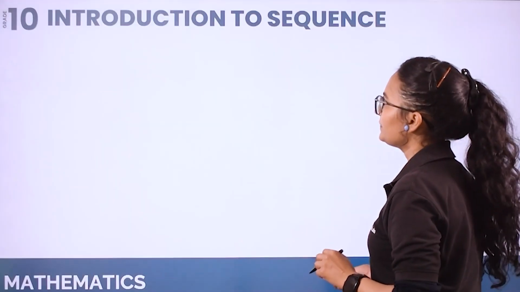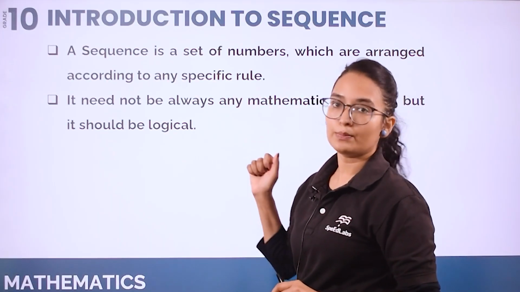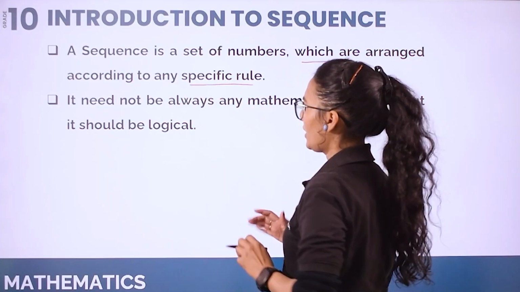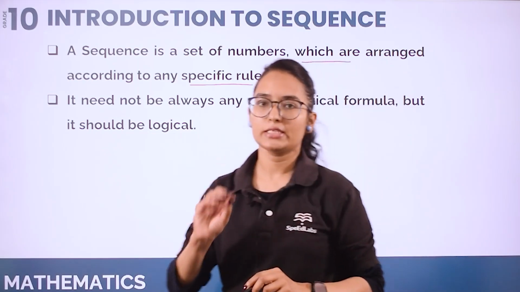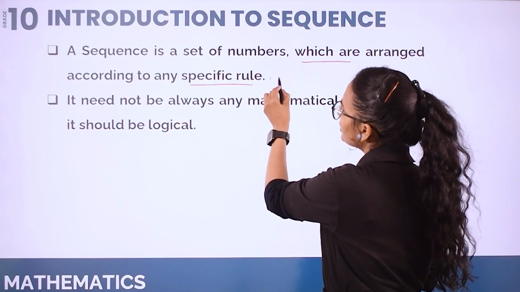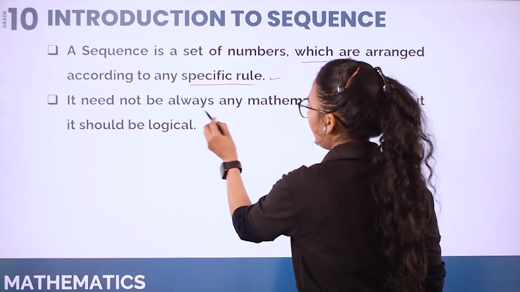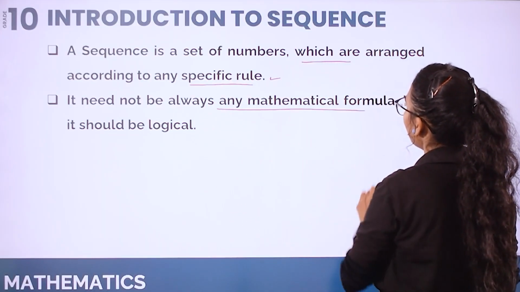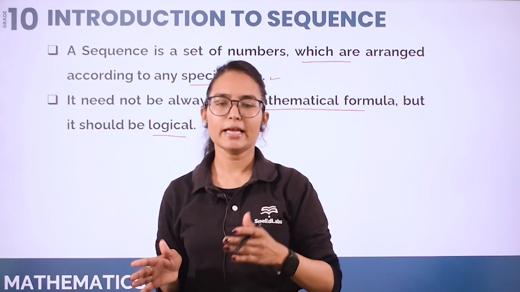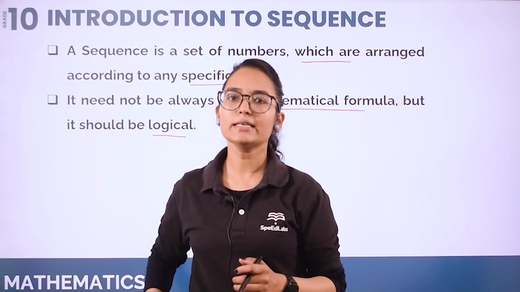Let us see first, what is a sequence? If we talk about a sequence, it is a set of numbers which are arranged according to any specific rule. Sequence is any set of numbers which are arranged according to some specific rule. The rule can be anything. We will see this in detail. It need not always be a mathematical formula, but it should be logical. It is not always like there will be some mathematical formula relating all the numbers in the given sequence. So let us see some examples here.